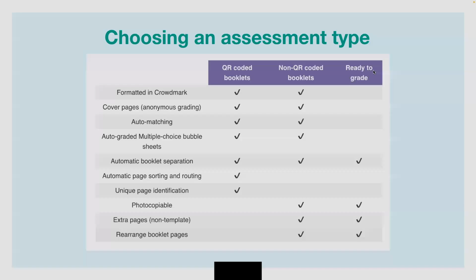All right, so let's start with choosing an assessment type. Most users are familiar with QR coded booklets. If you're not, this is the traditional Crowdmark workflow, super secure. Each booklet is unique. Each page of each booklet is given a unique QR code, and that makes the scanning and uploading very easy. Nothing can get disorganized. Doesn't matter if you throw the pages in a pile on the floor, they're all going to get routed to the right place.